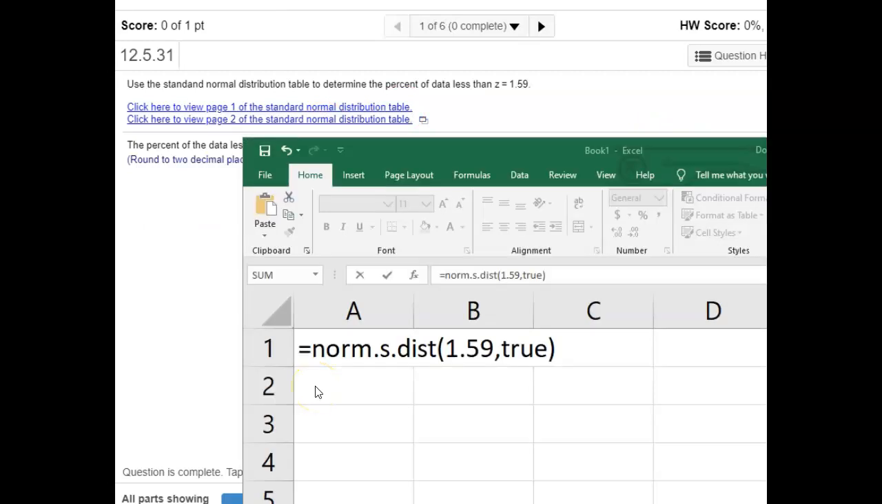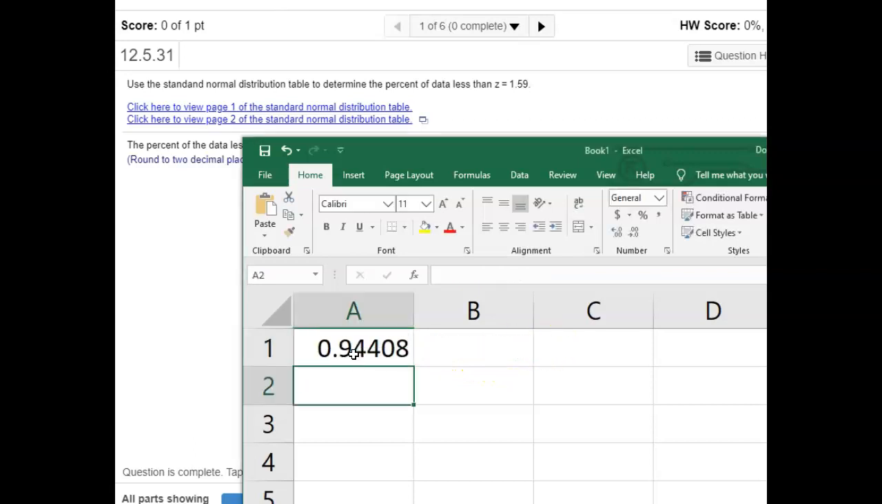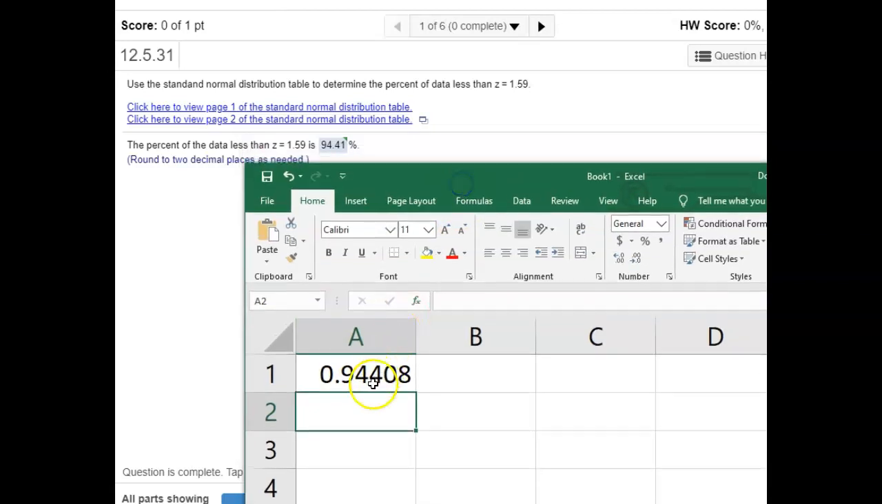You can also do these in Excel if you don't want to use the table. When you're using the standard normal distribution, it's NORM.S.DIST, S for standard, DIST for distribution. You type in that z-value, comma, TRUE, and that then gives you the percentage of data that is to the left of that z-value or less than that z-value.